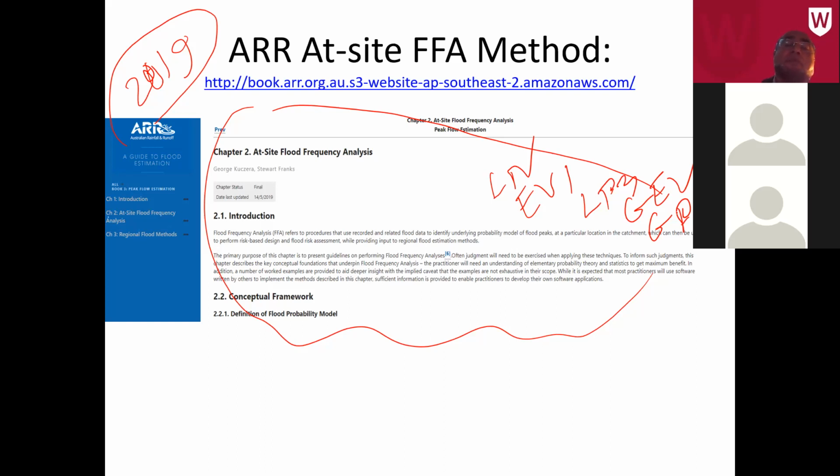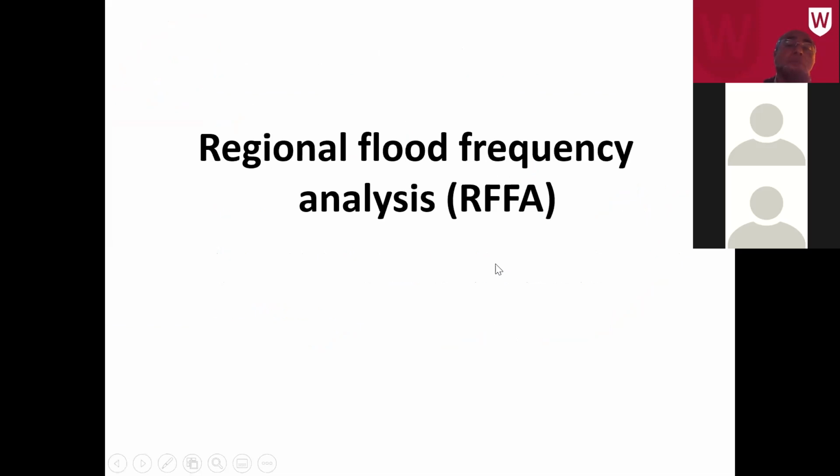The problem is, if you specify LP3, then the authors of the ARR are taking the responsibility that if there is a mistake or something happens, people may sue them, because they have recommended it. So people may sue Engineers Australia, who is the publisher of this ARR, and maybe the individual authors as well. That's why they said, no, we don't want to recommend any particular distribution, but these are the distributions you can try, and we don't give you a specification that you must use this one. You have to make a decision.